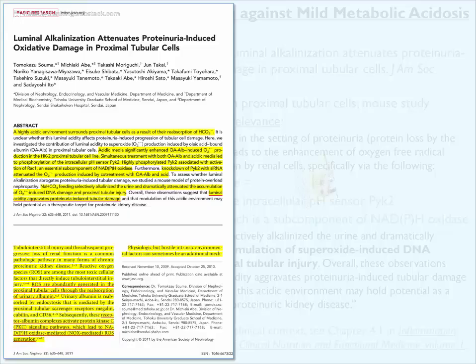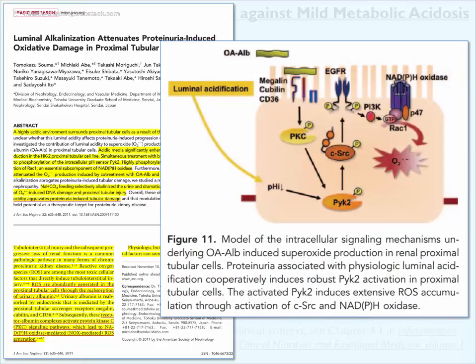Now let's look at an image from this article, which I think is very clear in its depiction of the pathways involved and also the clinical implications of those pathways. Here, the authors provide more explanation of the intracellular signaling mechanisms involved in this albuminuria-induced superoxide production, again, in renal proximal tubular cells. And look at what they state following.